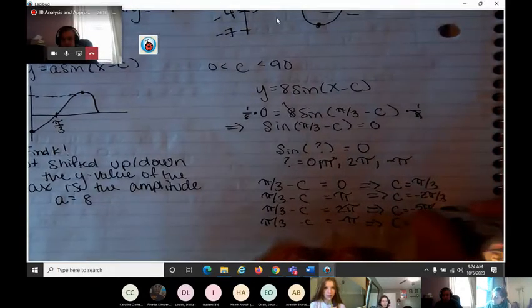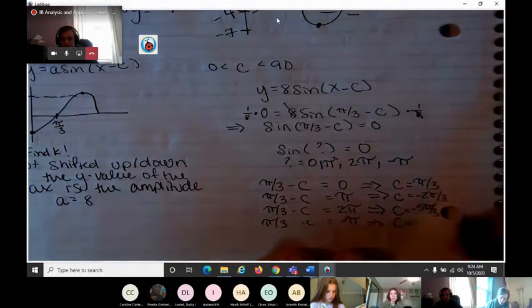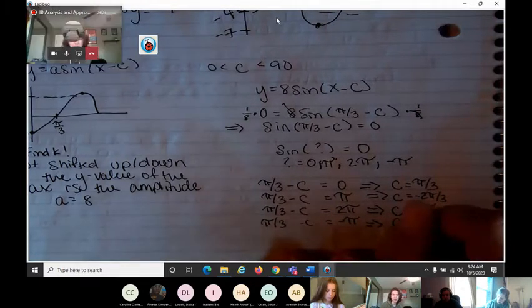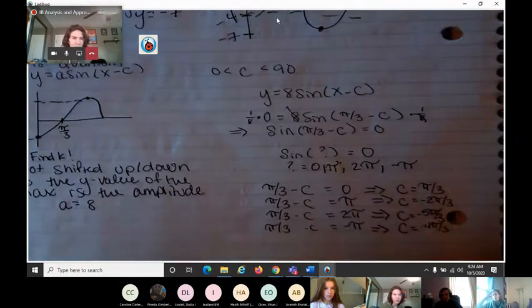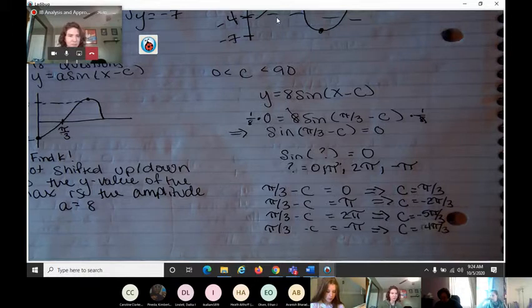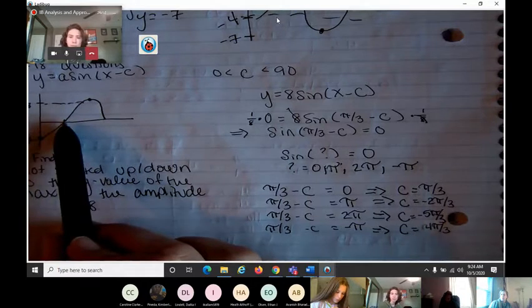Does anybody see something that would constrain us to one particular value here? I would say if you look at the graph, you can see at pi over 3, 0, that point should be at the origin. So I'm going to say that it's the first one because it moved by pi over 3 to the right. Okay, so you can physically see the shift from 0 to pi over 3.